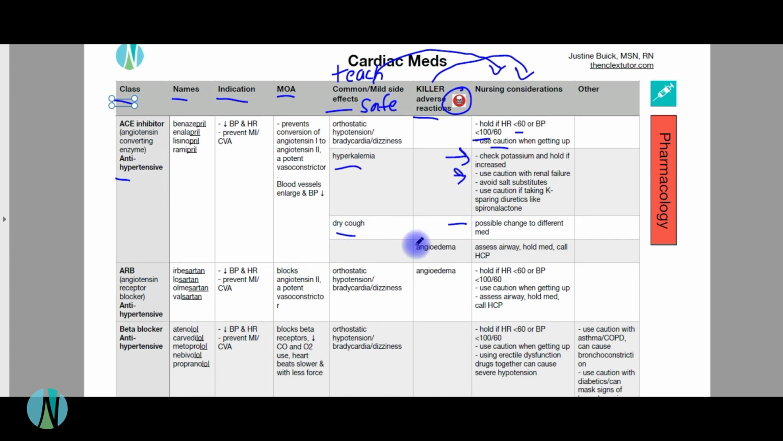Now here's the killer adverse reaction, angioedema. That's swelling of the face and the neck. That's horrible. So you need to assess their airway. If you see that, hold the med and call the healthcare provider. So I don't have every single side effect or nursing consideration on here. I just have the most common ones, or the ones that you really need to know in order to do your job.